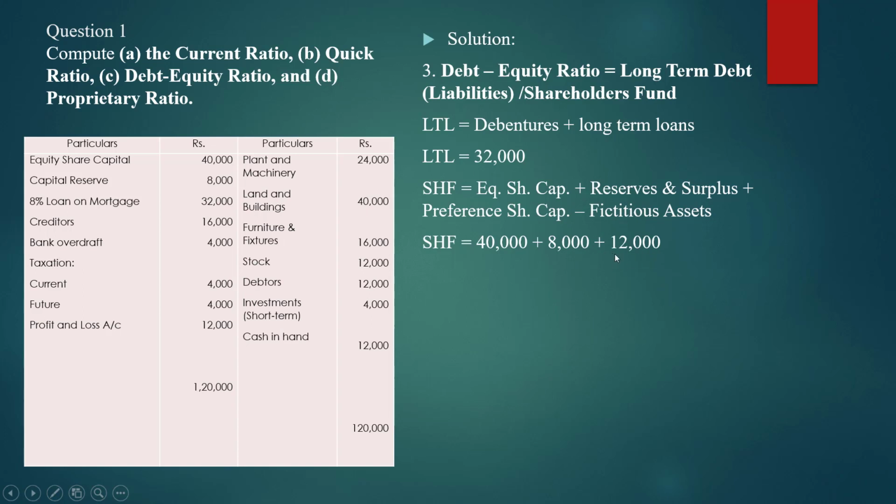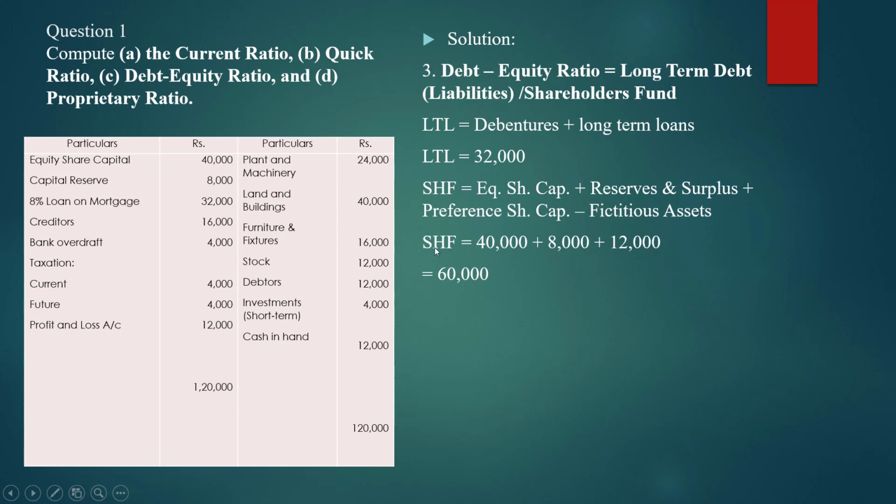But this 12,000 is coming. 12,000 is known as the surplus. From here you can find out that under the liabilities, profit and loss account is given as 12,000 rupees. This is the surplus value of the firm. Now here equity share capital is 40,000 plus reserves and surplus is 8,000 plus 12,000, that is the surplus. In this question, reserves and surplus are given separately. Reserve is given 8,000 and surplus is given 12,000. So we'll add all the values and we get 60,000 rupees.